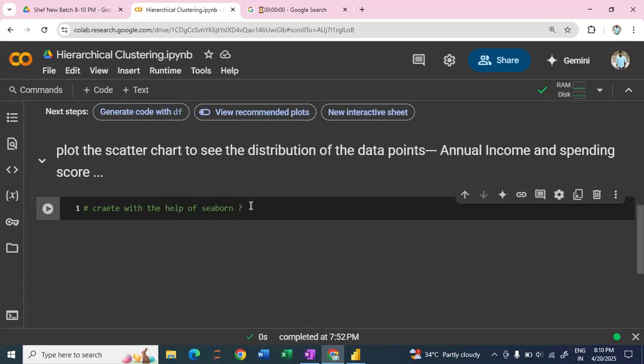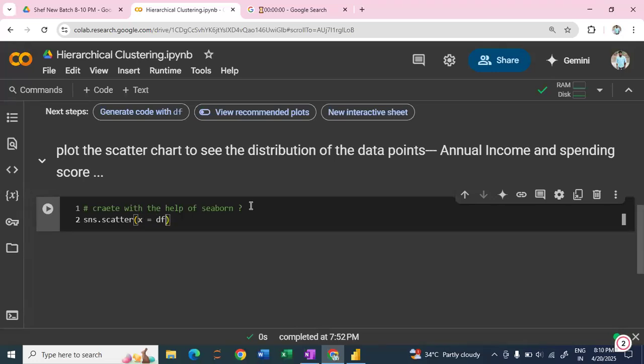See, the approach is the same, but the difference is we provide X and Y coordinates in Seaborn. That is also very simple. With Seaborn, so sns.scatter, and in parenthesis, I will provide x equals to, from df, I want to apply annual income.